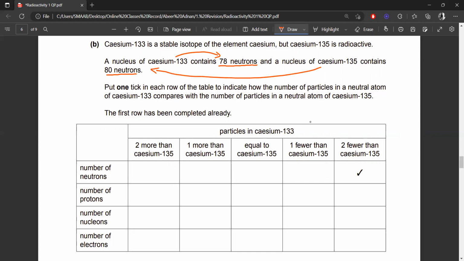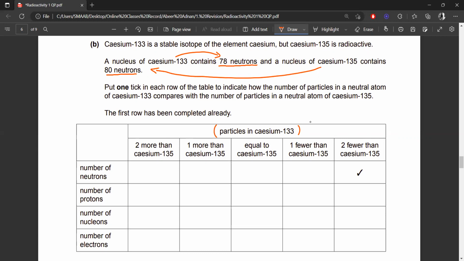Okay, put one tick in each row of the table to indicate how the number of particles in a neutral atom of calcium 133 compares with the number of particles in calcium 135. So we need to compare between both isotopes. One tick is already there. On the top side, particles in calcium 133, and on the lower side we have multiple options with the comparison of calcium 135. So protons and electrons are equal.